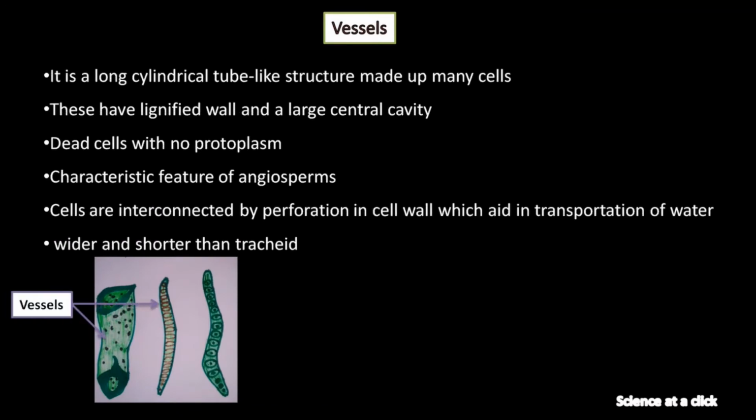The vessels are cylindrical tube-like structures made up of many cells. These also have a lignified wall and there is a large central cavity. There is no protoplasm present and the cells are also dead. A characteristic feature of angiosperms is to have vessels. Cells are interconnected by perforations in the cell wall. As we can see, the perforations are present, which aid the water transport. These are wider and shorter than tracheids.